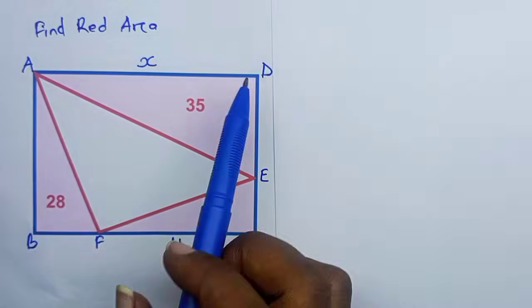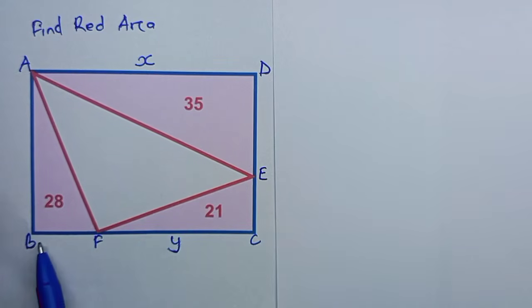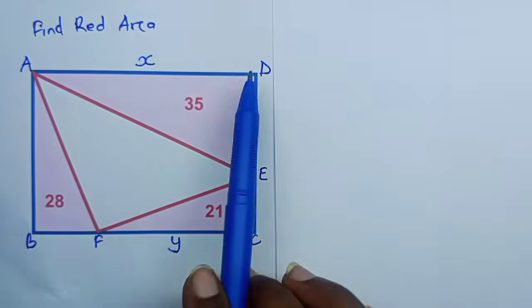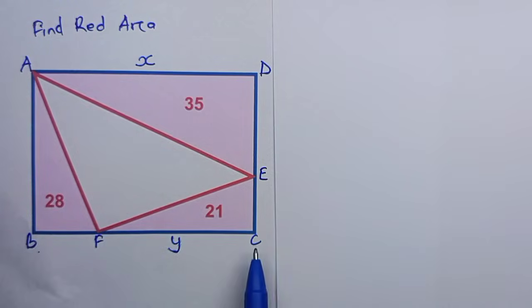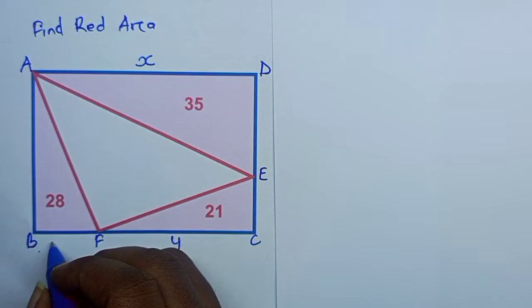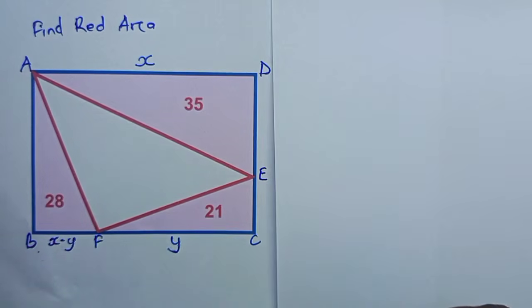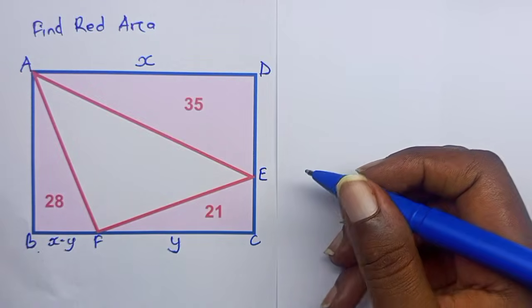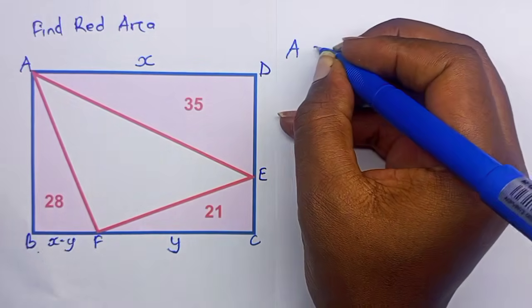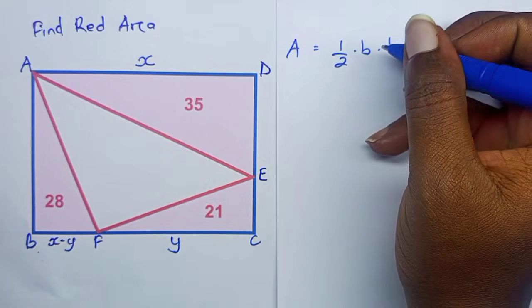Now, since AD is x, and we know that AD is equal to BC, so if the whole of AD is x, that means that also BC is x. So if this whole thing is x, and we know that FC is y, that implies that BF will be x minus y. Now, the formula for the area of a triangle is a half times base times height.